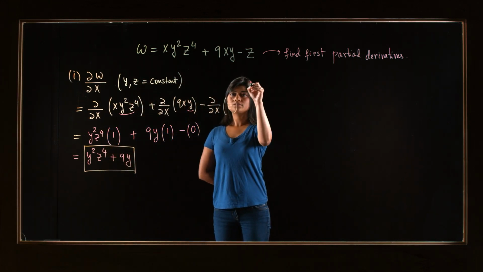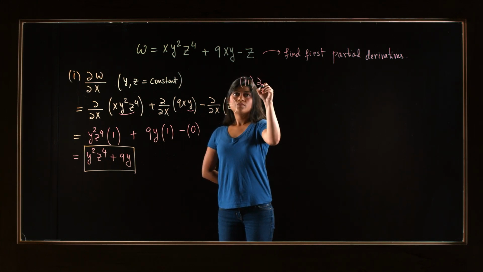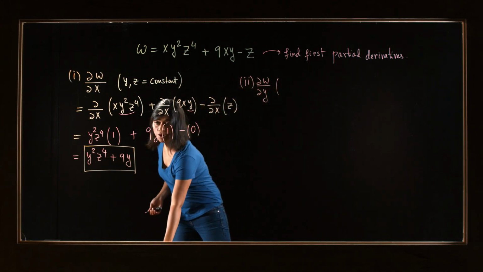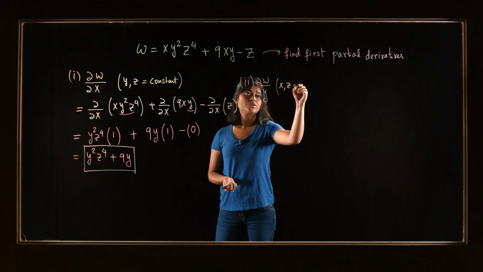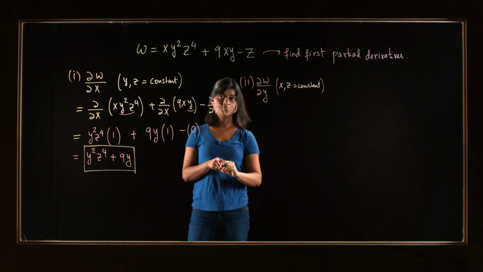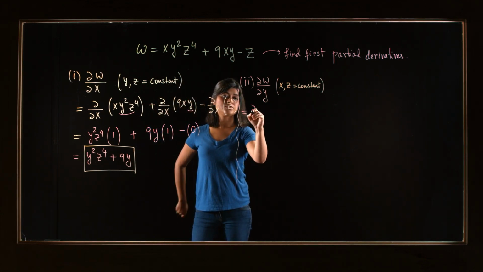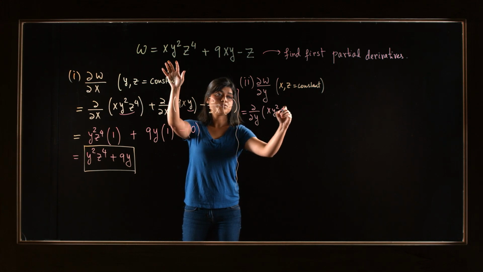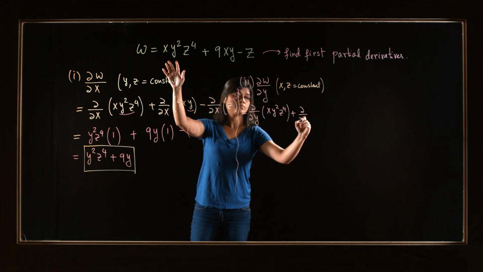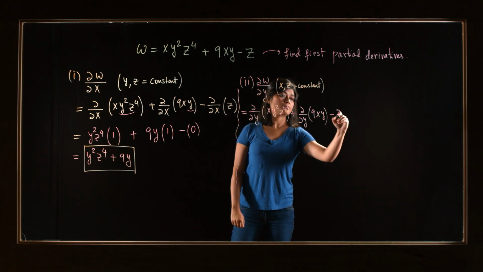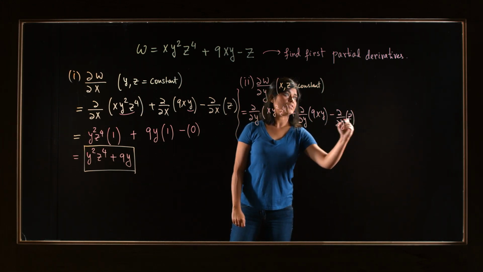All right. Next, let's consider the partial derivative of w with respect to y. Again, as before, since we are doing it with respect to y, we consider x and z to be constants. So, we do the same thing again. We do it term by term. So, this is the derivative of the first term x y square z to the 4, plus the derivative of 9xy, minus the derivative of z.